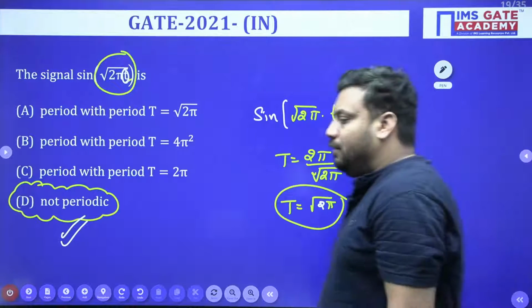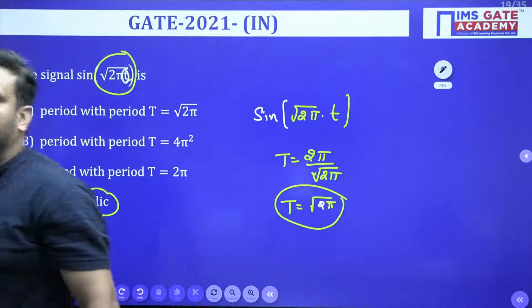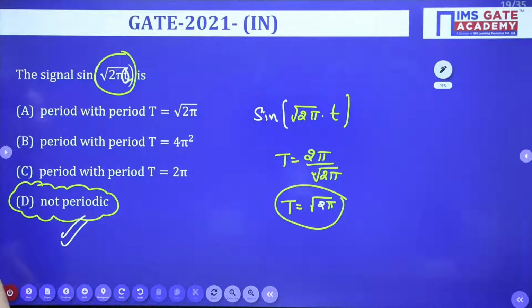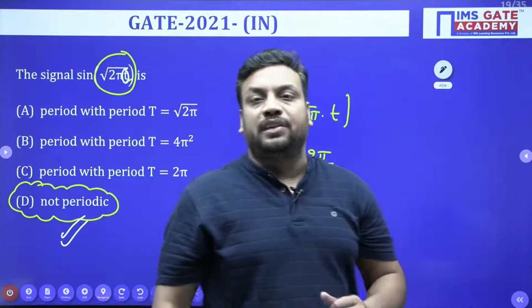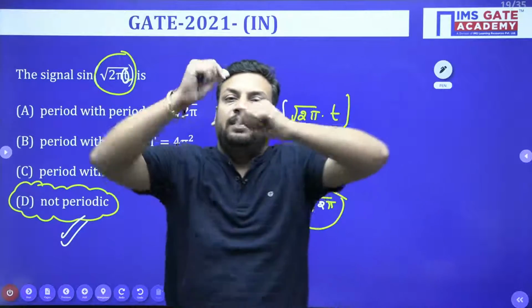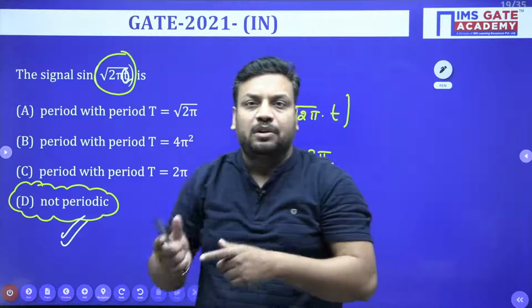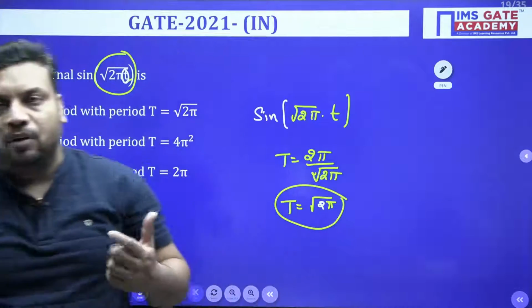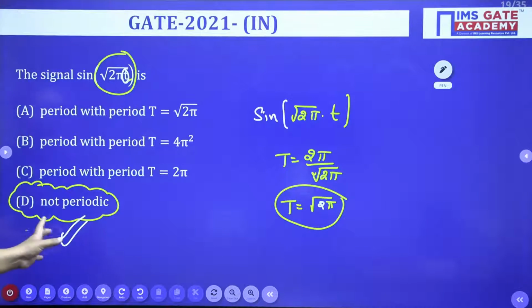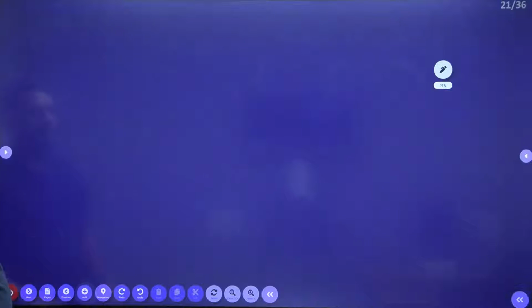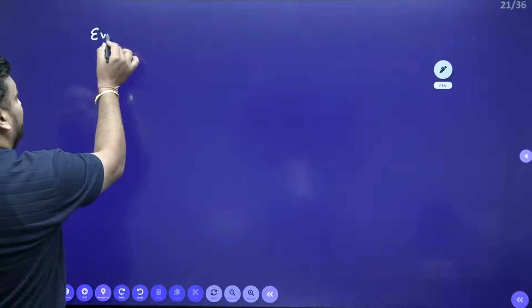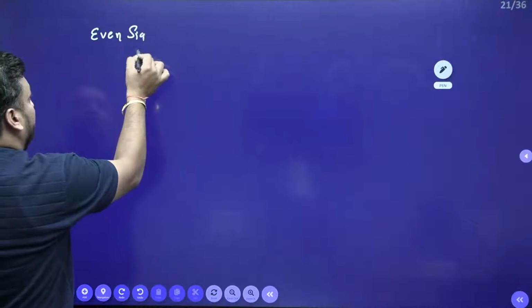So now students, we will discuss the basics of even and odd signals. This will eventually become very important in the symmetrical conditions of Fourier series. Fourier series satisfies which symmetrical condition, even symmetry or odd symmetry? That time this even-odd concept will become important. So students, just make a heading: even signal and odd signal. You all need to tell me what you mean by even signal.